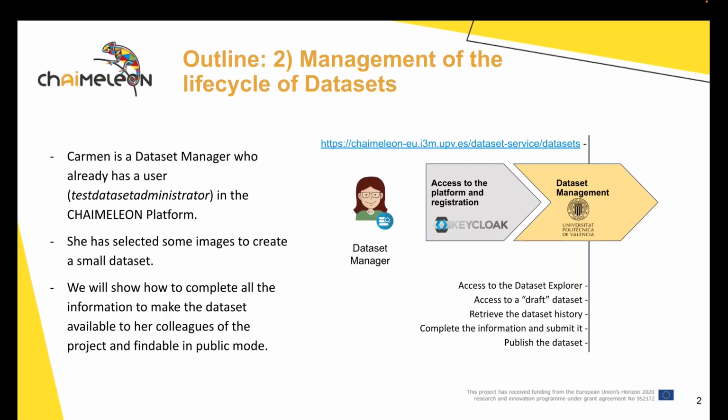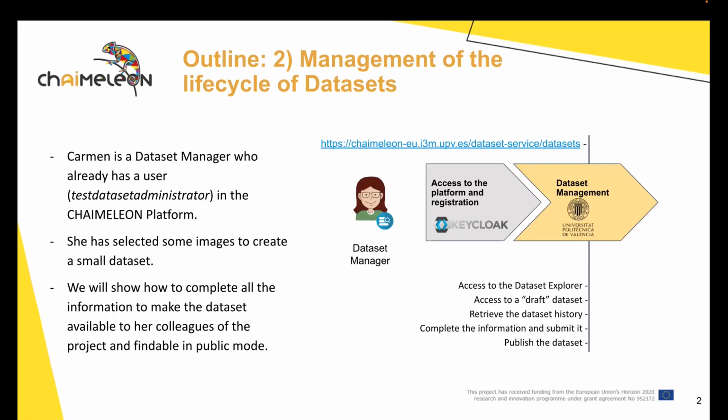So basically, the outline of the presentation will be the following. We have Carmen, who is a dataset manager who already has a user that is called dataset administration. This user in the CHAIMELEON platform has been used to start the creation of a dataset. So already she has selected 3 studies that we want to release and publish as a dataset, and we will show how to complete all the information steps in order to make this dataset compliant with the FAIR principles. So she will first act on a draft dataset.